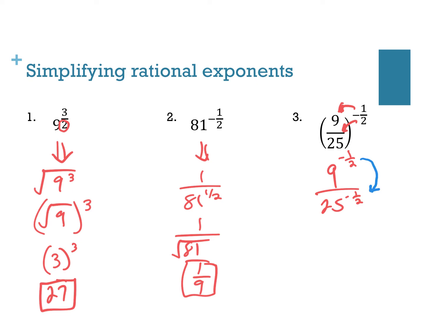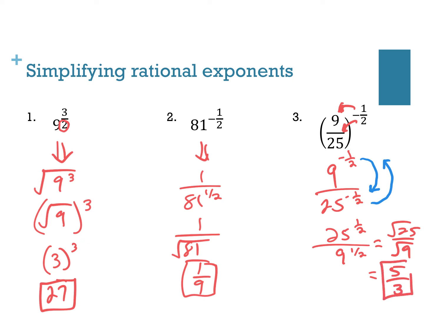as positive, and vice versa. Since it's negative on the bottom, I can write that 25 to the 1/2 power on top. So that's going to be rewritten as 25 to the 1/2 power over 9 to the 1/2 power. And those are the same as the square root of 25 over the square root of 9 if I write it in radical form. Well, square root of 25 is 5, square root of 9 is 3, so my answer is 5/3.